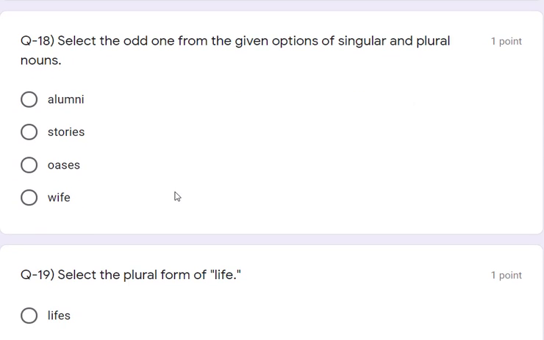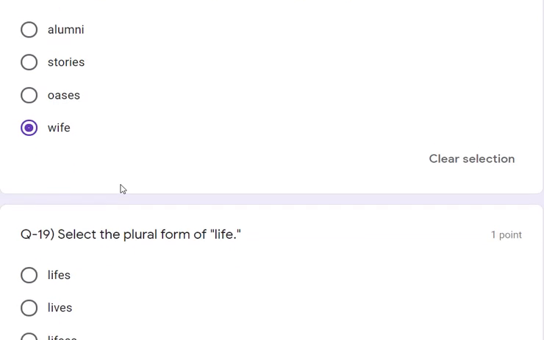Select the odd one from the given options of singular and plural nouns. Here three options are plural and one is singular. So which is the correct one? Alumni, stories and oasis are all plural, and wife is singular. So wife is the correct answer.